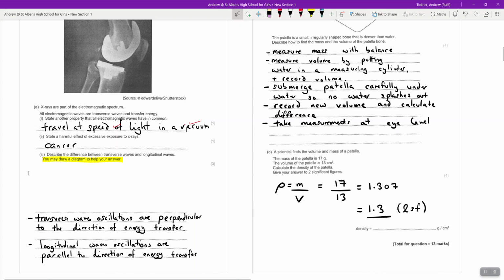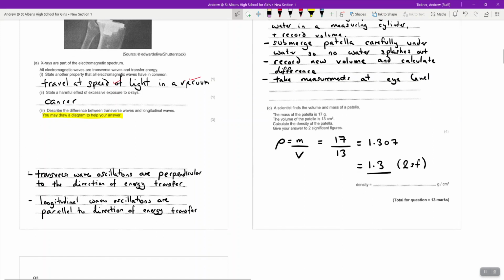You may draw a diagram to help your answer, but you can get all the marks without a diagram. The key things they're looking for is the term oscillations, and that when you're talking about transverse waves, they are perpendicular to the direction of energy transfer, or the way the wave is going. For longitudinal waves, oscillations are parallel. So writing those two sentences will get you all 3 marks.